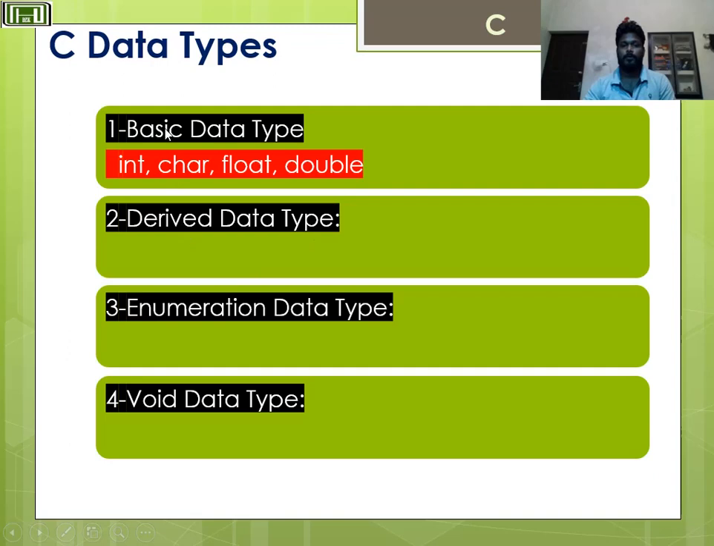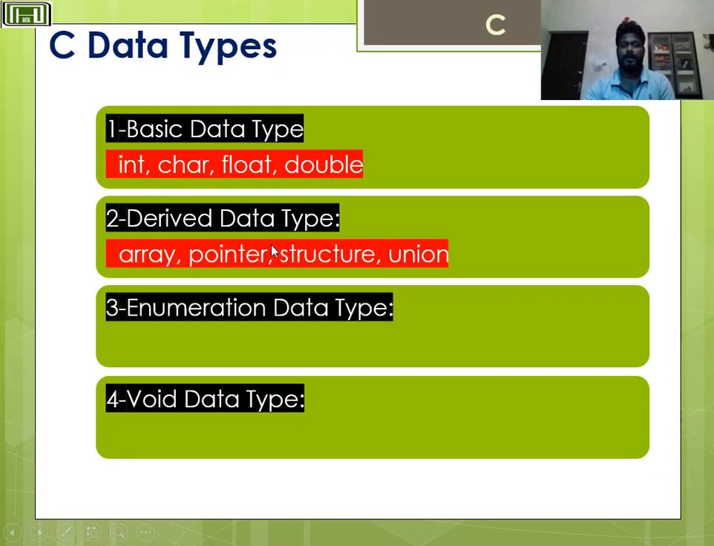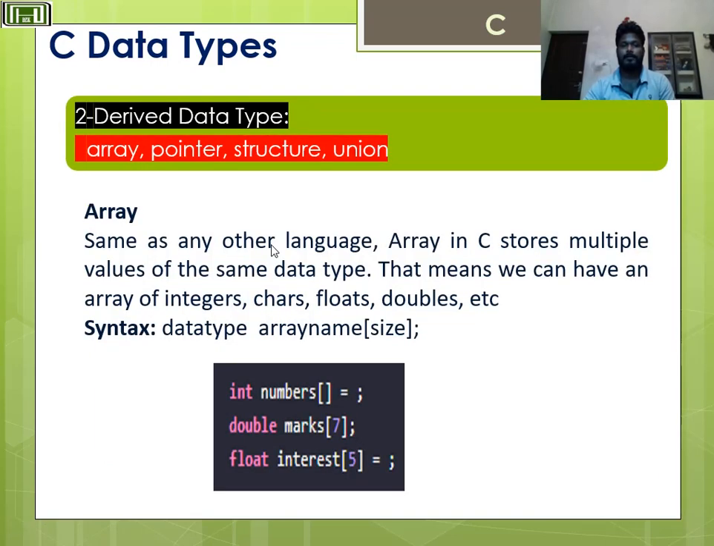Now moving to the next data type, derived data type. First, basic data type includes int, char, float and double. Then derived data type includes array, pointers, structure and union. In this class I will give you a brief introduction about these data types. We will explain in detail in the upcoming classes. First we are going to discuss array in derived data type.